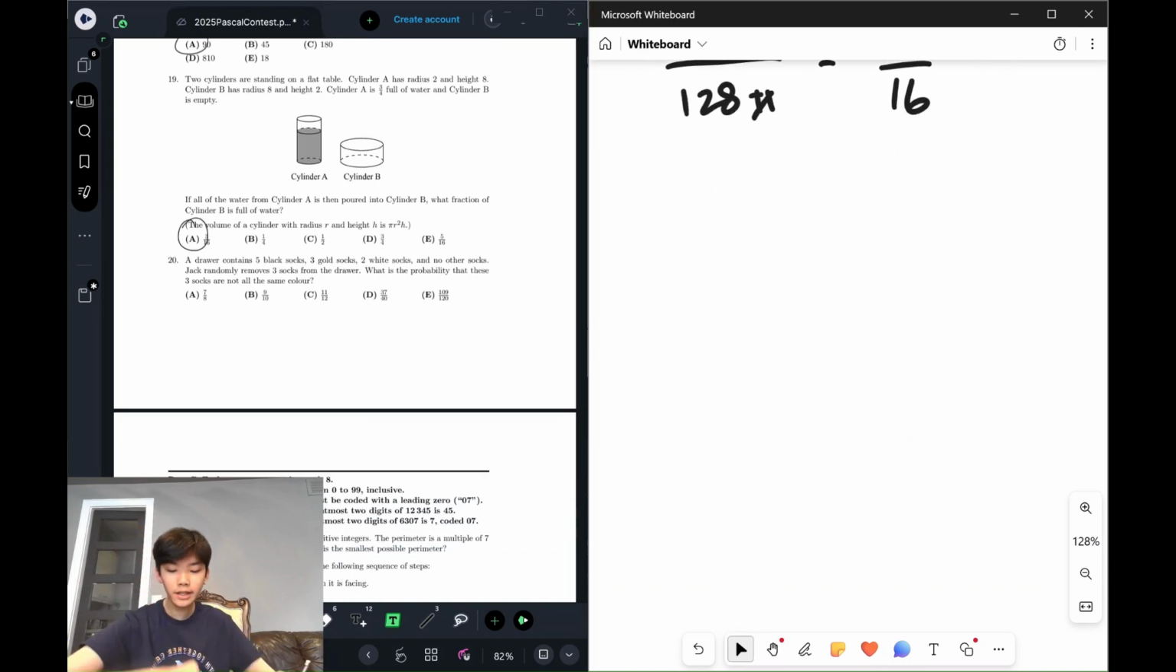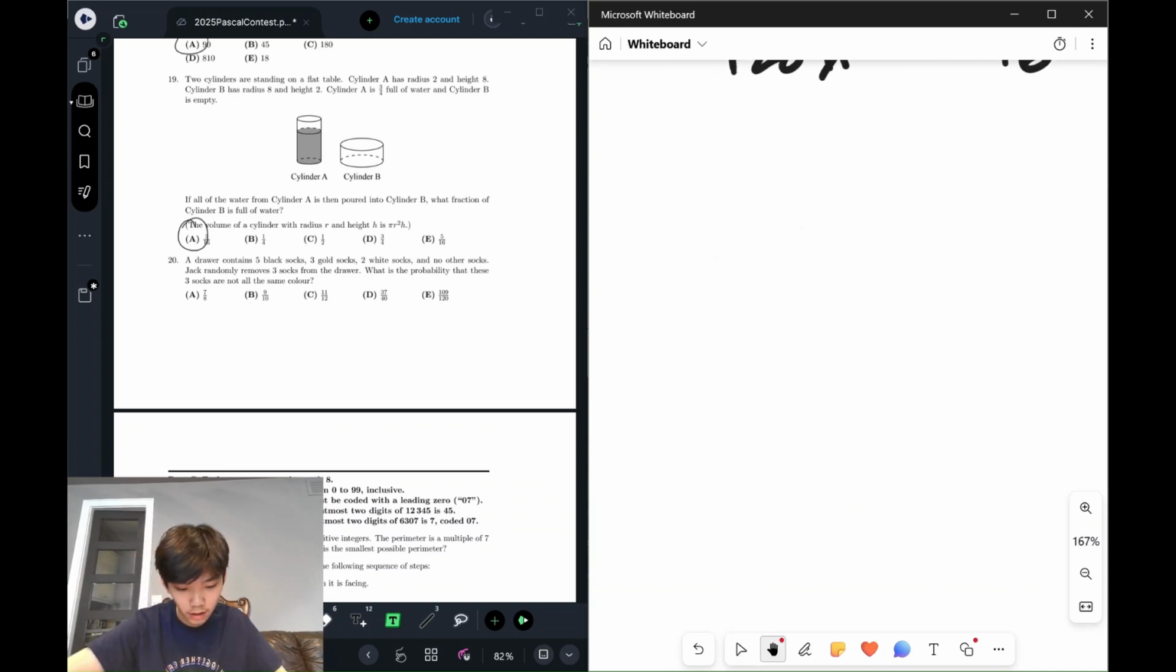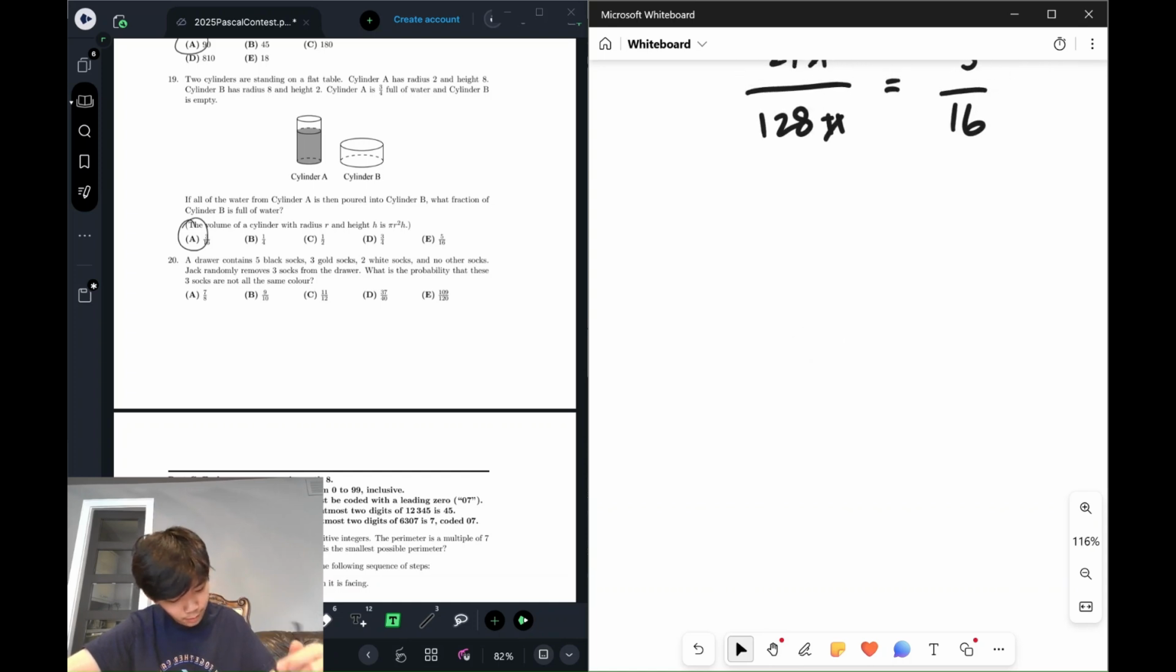Alright, moving on to question 20. This is the final problem in part B. A drawer contains 5 black, 3 gold, 2 white socks, and none other. He removes 3 socks from the drawer, and we want the probability that these 3 socks are not all the same color. So we're going to use some complementary counting.